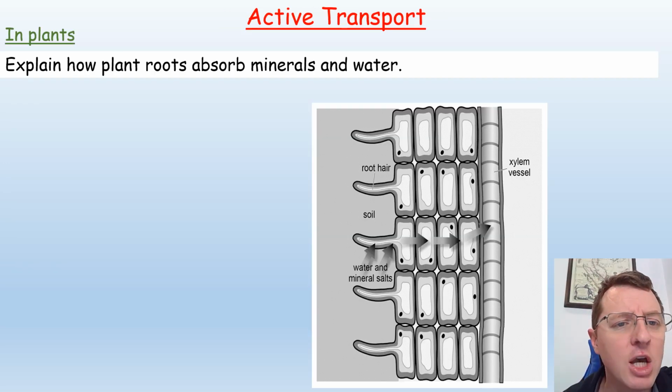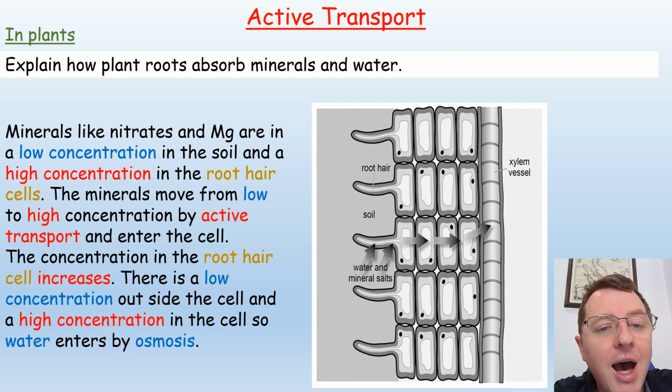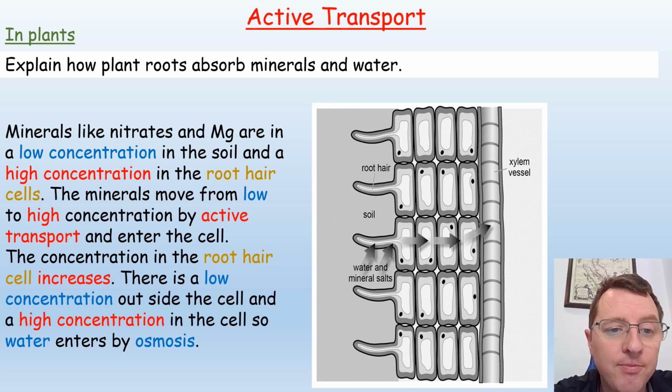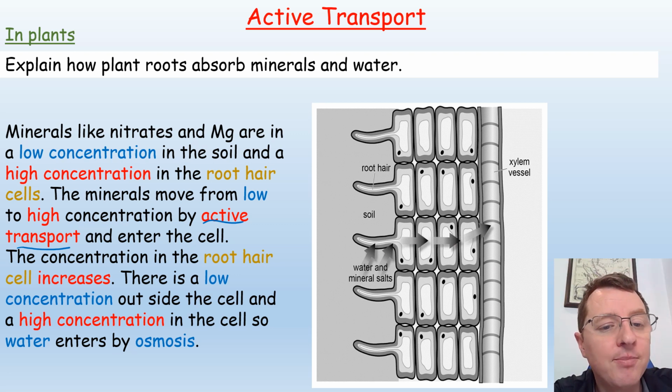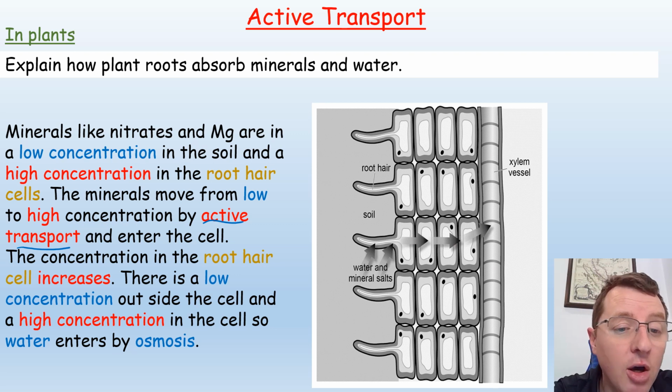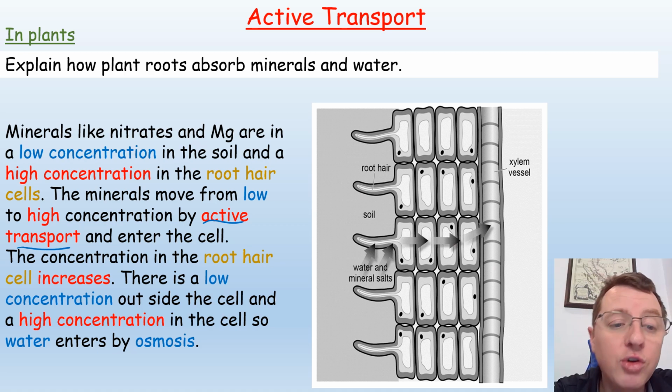So how exactly do plant roots absorb minerals and water? Well, minerals like nitrates and magnesium are in a very low concentration in the soil and a high concentration in the root hair cells. The minerals will move from the low concentration to the high concentration by active transport, and they will enter the cell. The concentration in the root hair cells will therefore increase, and there is now a low concentration outside the cell and a high concentration inside the cell. So water will actually follow and enter by osmosis.